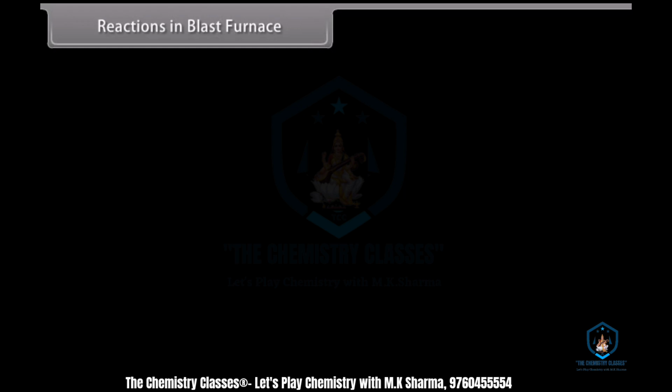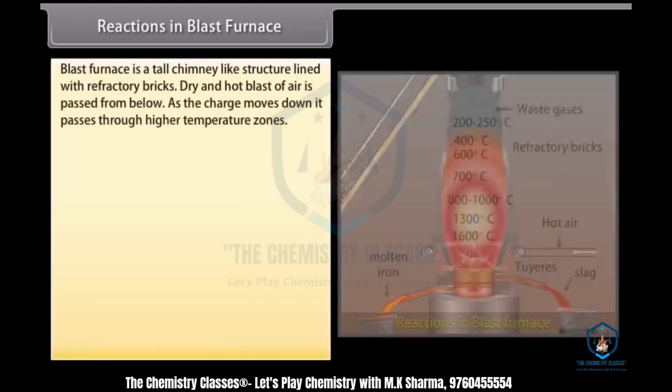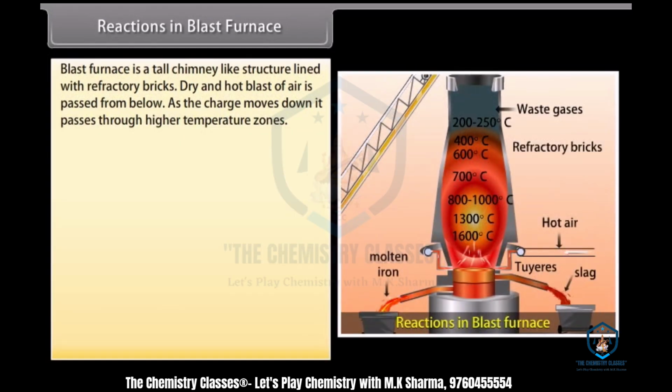Reactions in blast furnace. The blast furnace is a tall chimney-like structure lined with refractory bricks. A dry and hot blast of air is passed from below. As the charge moves down, it passes through higher temperature zones. On the basis of variations in temperature in the different parts of the blast furnace, there are various zones where different chemical changes take place.